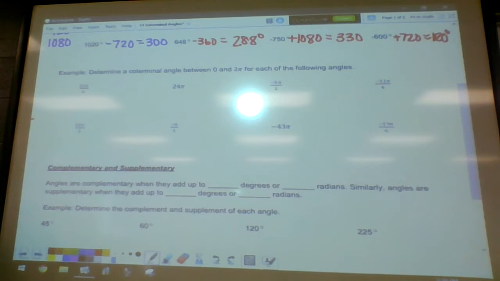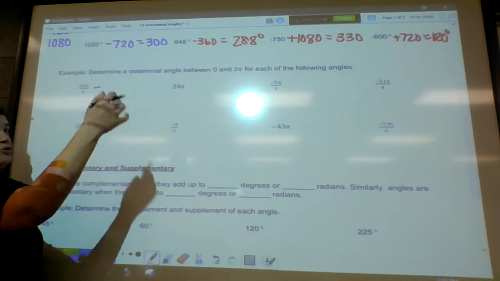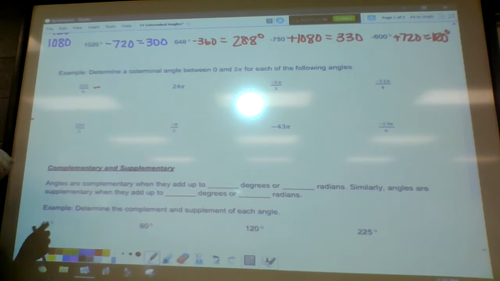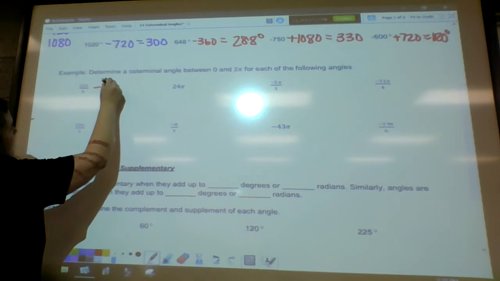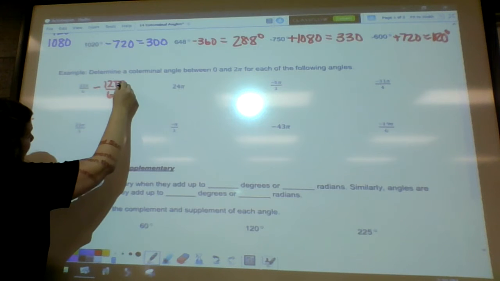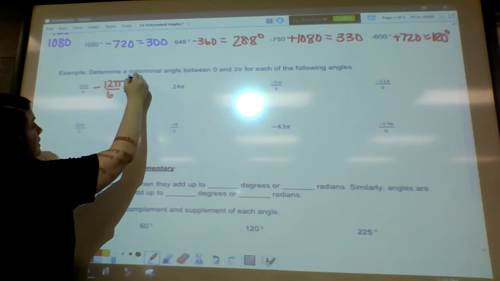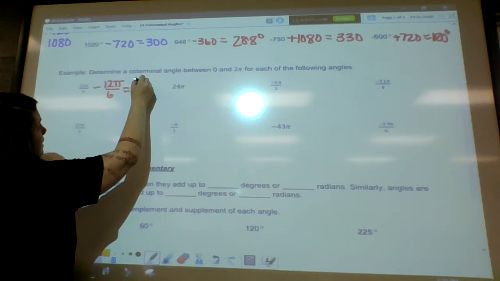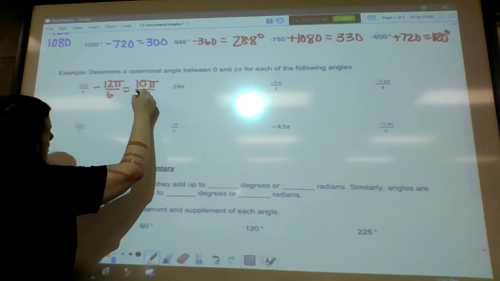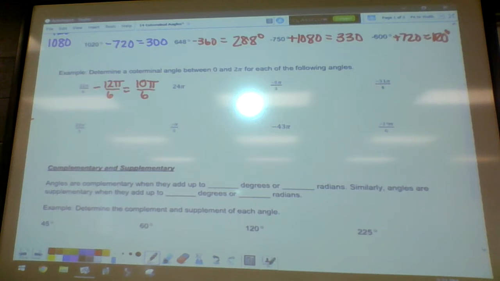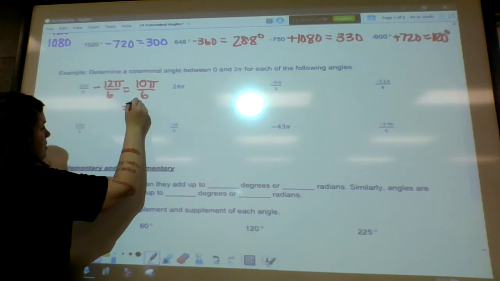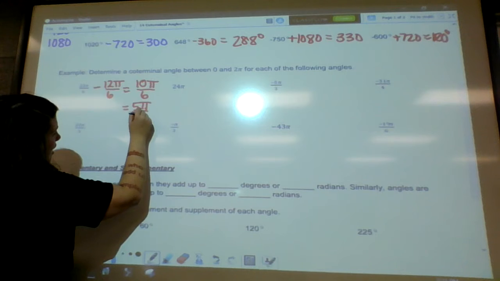How do you know that it's more than 2 pi? Because it's more than 12 over 6. And 12 over 6 simplifies to 2 pi, right? So if it's more than 2 pi, then you can subtract 2 pi. And we're going to subtract 2 pi, but we're subtracting it in the form of 12 pi over 6. And that gives us 10 pi over 6, which then simplifies, doesn't it? 10 over 6 simplifies to 5 pi over 3.